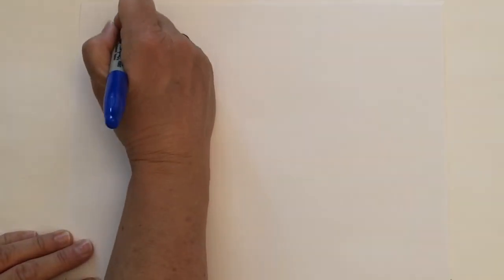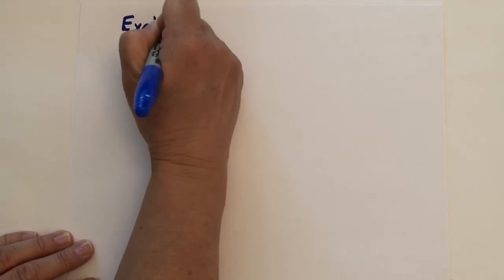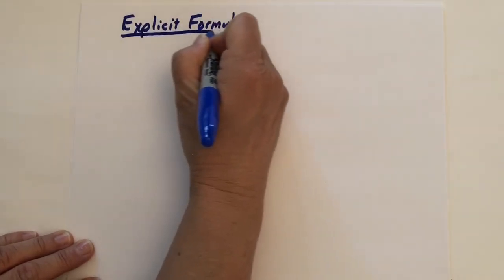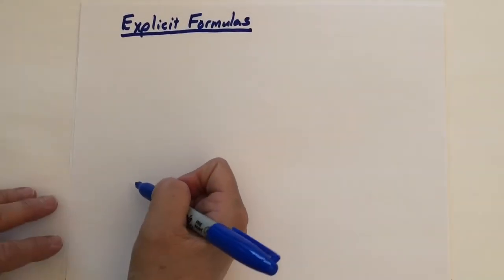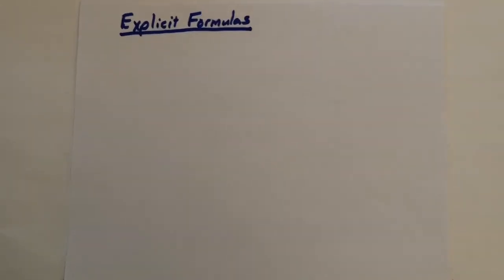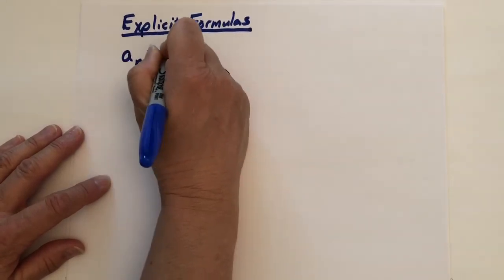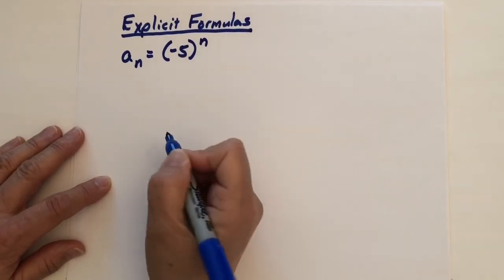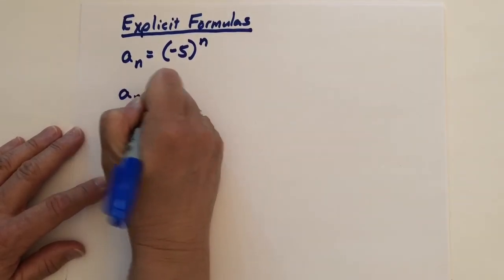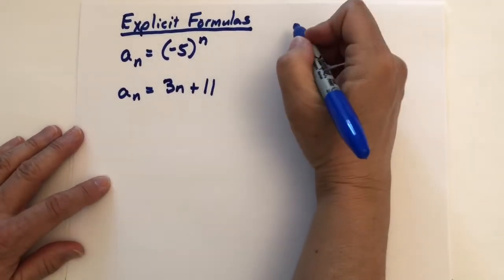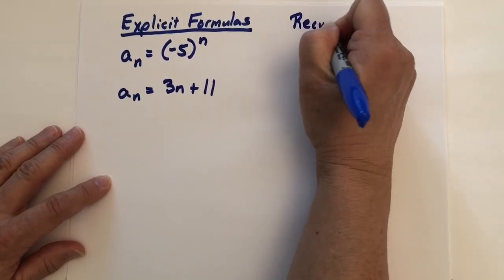So keep in mind that we've talked about 2 different types of formulas that represent sequences. We've talked about explicit formulas, where the value of the term can be determined based on the term number. So formulas like this, a sub n equals negative 5 to the nth power, or a sub n equals 3n plus 11, or they could be represented by recursive formulas.